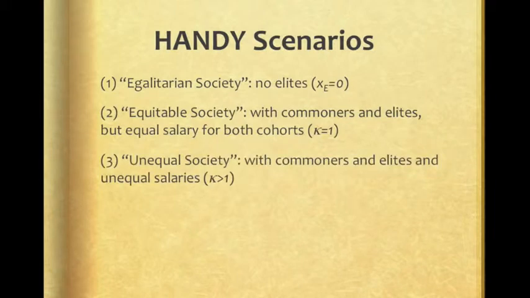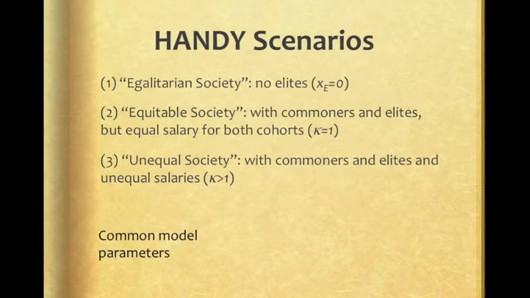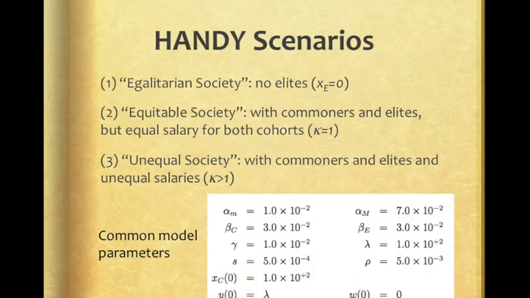And the third scenario, which is perhaps the more general, is you have commoners and elites and there are unequal salaries. So there's a kappa that's greater than 1. There are some common model parameters that are described in the paper, and these are the ones that are in the Benson model as defaults.